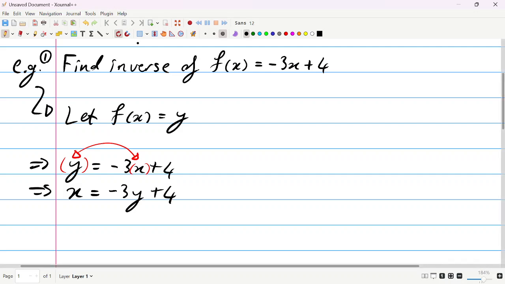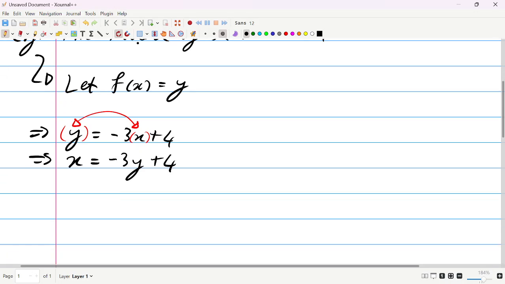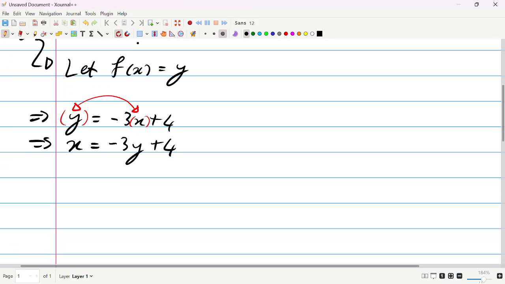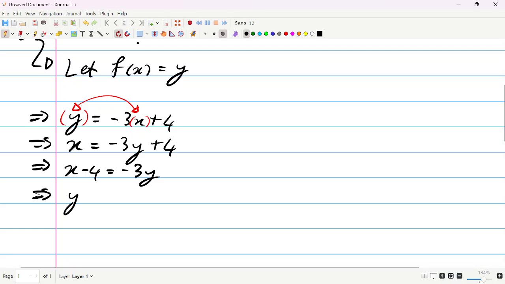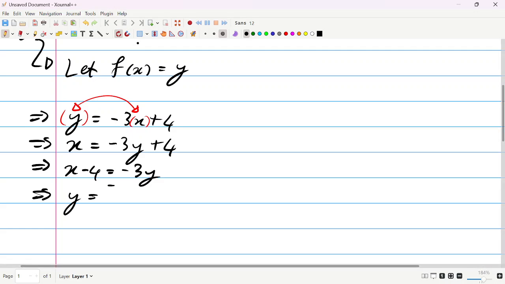Then all we need to do is actually find the real equation here. We can't leave it in the form of x equals. We have to leave it in the form of y equals so that we can get our inverse function. So when we solve for y, we're going to take that 4 over as negative 4 equals negative 3y. And then if we solve for y, y is equal to x minus 4 divided by negative 3.